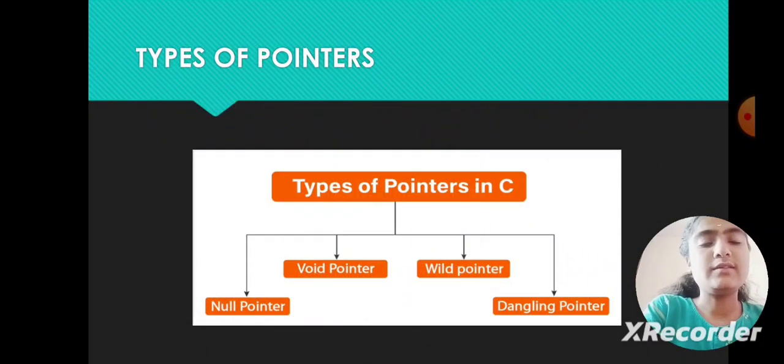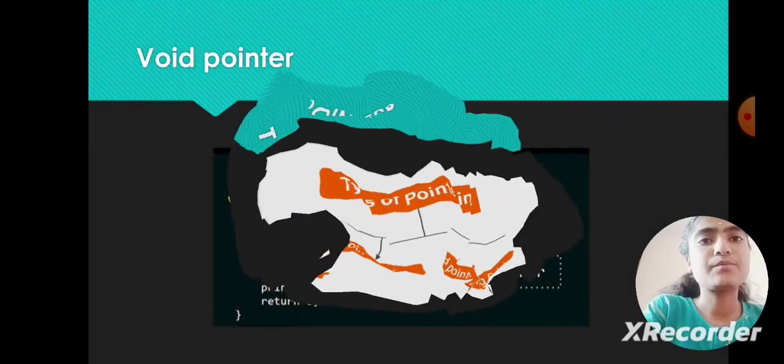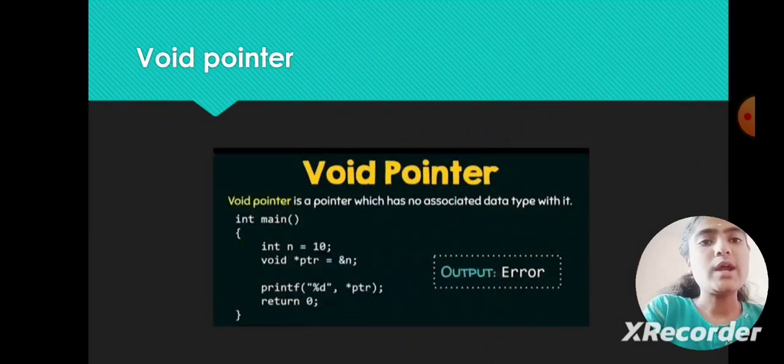Types of pointers: null pointer, void pointer, wild pointer, and dangling pointer. These are the four major types of pointers in C. Void pointer. A void pointer is a pointer which has no associated data type with it. When input is given, the output is an error.